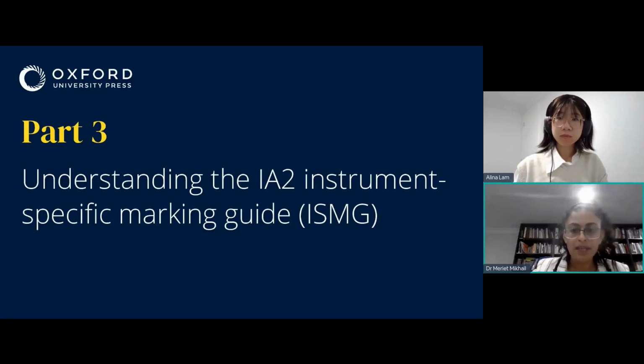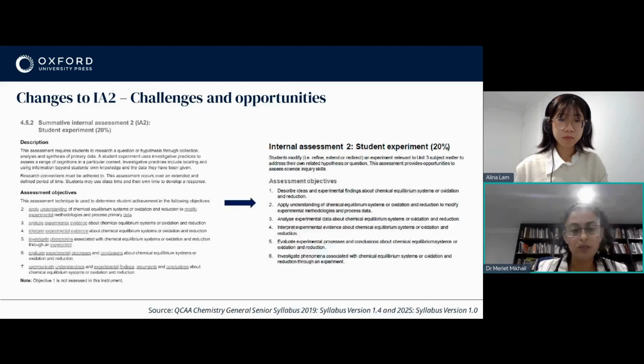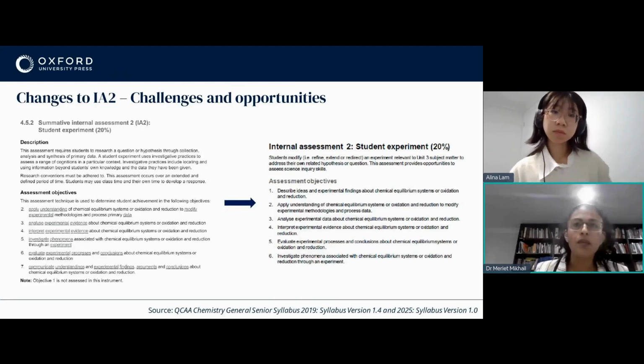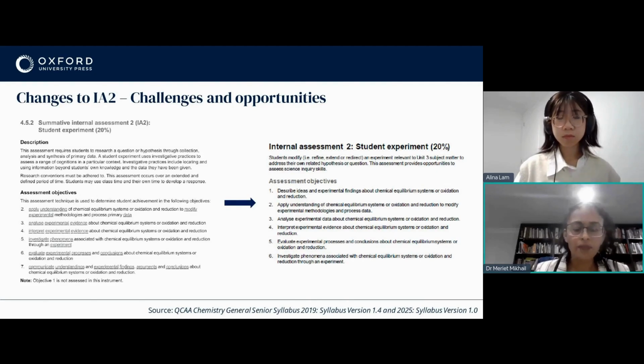So in terms of understanding the IA2 instrument-specific marking guide, because we've just looked at what the students are required to do from a student perspective, we know that one of the things that really challenges students is the conclusion and evaluation, the analysis of the data and the evaluation. Those skills are the ones that traditionally, in terms of the Queensland cohort, they don't usually do very well in, in comparison to the old research and planning criterion. And in terms of the internal assessment, we know that's weighing 20%.